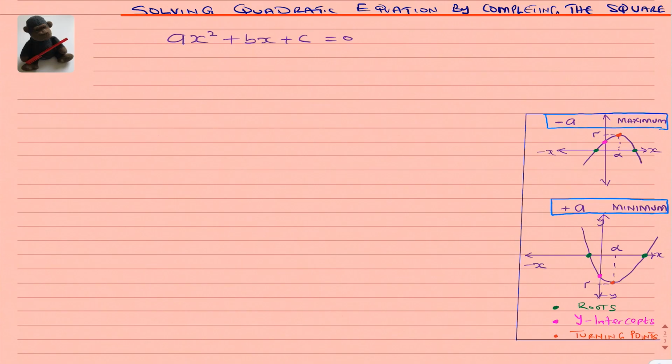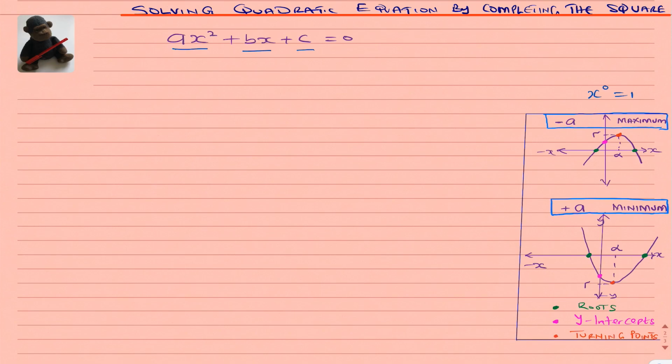Solving quadratic equation by completing the square. Quadratic equation has three terms. The first term is ax squared, the second term is bx to the power 1, and cx to the power 0. X to the power of 0 is 1. That's why cx to the power 0 equals c.